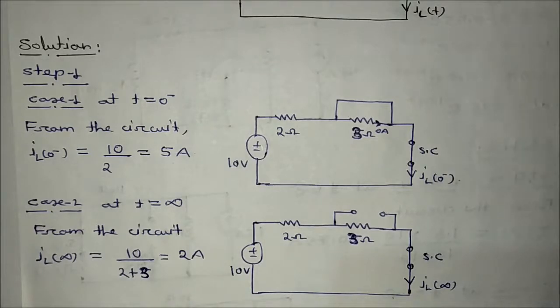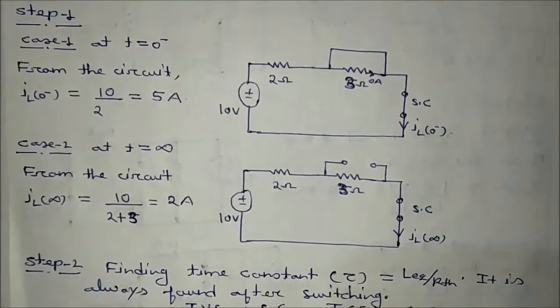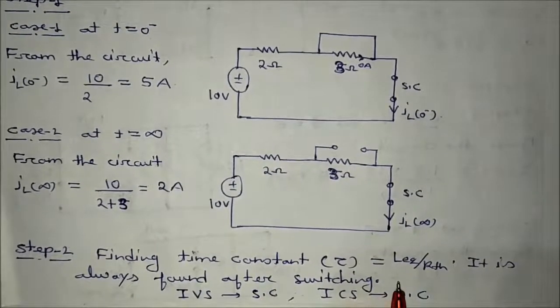Now step 2 is to get the value of the time constant, and the time constant is equal to L equivalent divided by RTH, and it is always calculated for t greater than 0. Now the circuit for t greater than 0 is this, but now don't short circuit the inductor. While calculating the time constant, all the independent voltage sources will be short circuited, and all the independent current sources will be open circuited.